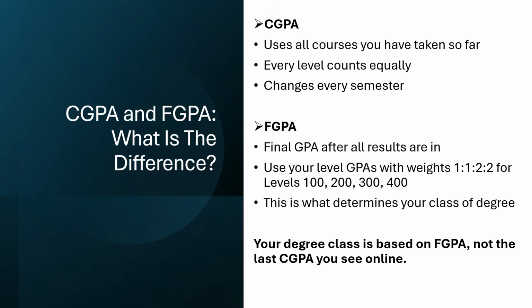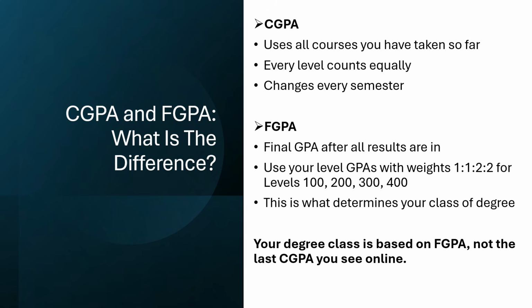So moving to understand the CGPA and then the FGPA. The CGPA uses all the courses you have taken so far. So if you have your transcript and you open it now, when we go to academic, realize that you see that the CGPA is accumulated or is calculating all that has been done, right? So if you're in level 400 now and all your results are in, if you did 40 courses, all those are going to be calculated.